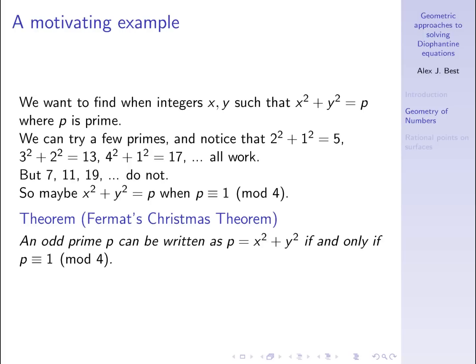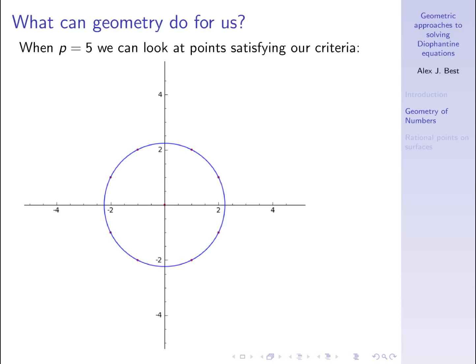So he just says, what we've sort of conjectured here is, an odd prime P can be written as P equals x squared plus y squared only when P is congruent to 1 mod 4. So how do you go about proving this? Well, x and y are very convenient names, so we might try plotting these points on the plane, and we can see that, say when P is 5 in this example here, we have a circle of radius root P, and we're looking for integer points that lie on the circle.